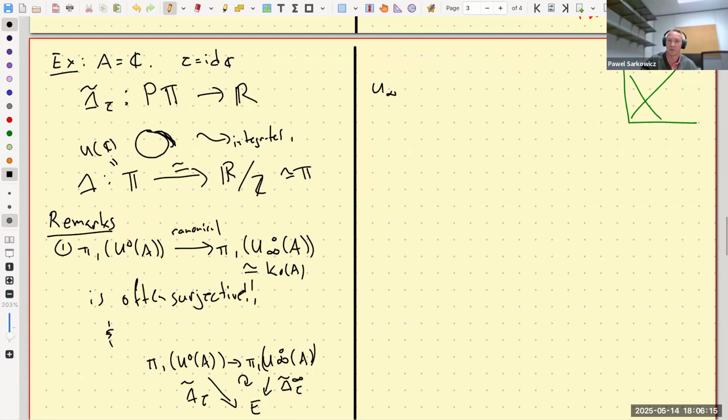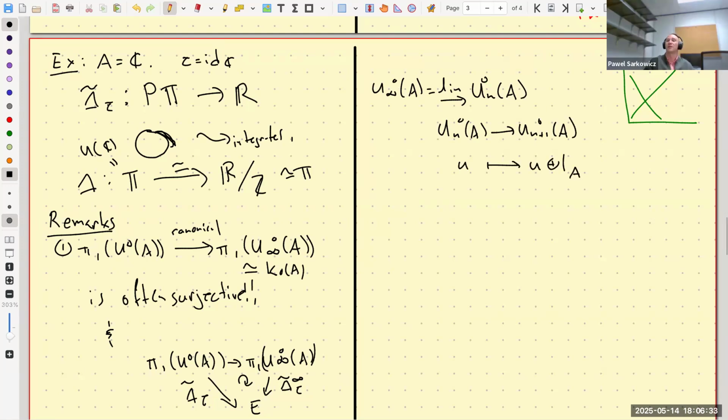So let me write this here. This is an inductive limit of the unitary groups of A, with the connecting maps just taking a unitary U and adding 1 in the bottom right-hand corner. And so we're taking all the unitary matrices in matrix algebras over A.